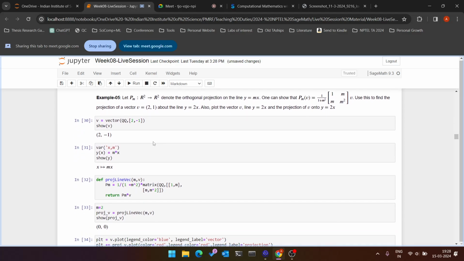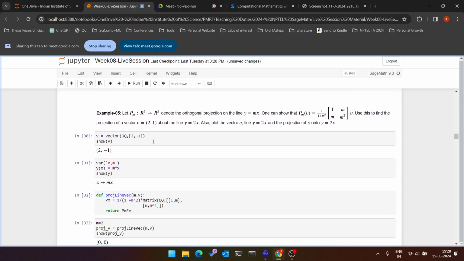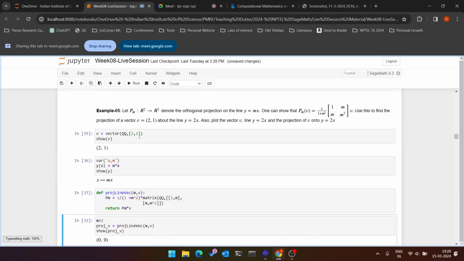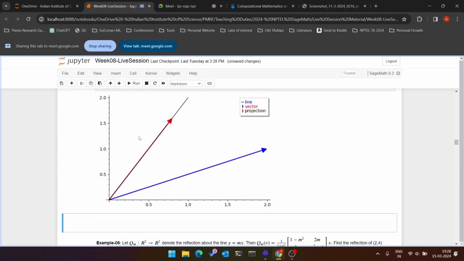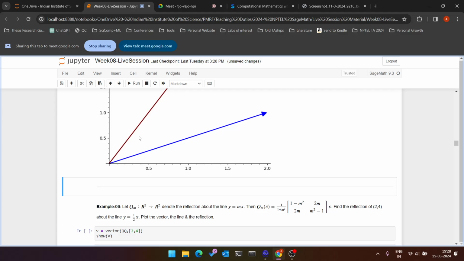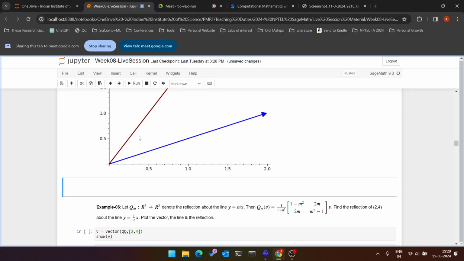Okay, any doubts with this particular example? Okay, since this is clear, we'll move on to the next one.